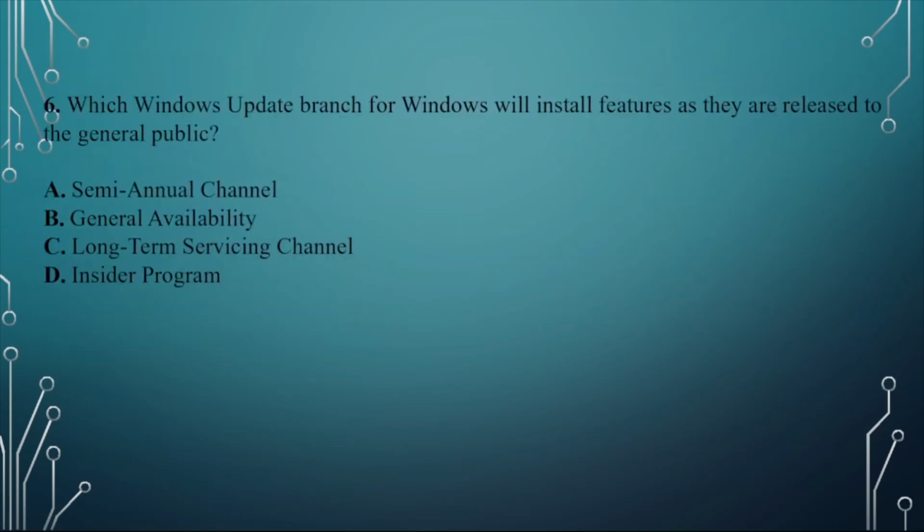Question number 6. Which Windows Update branch for Windows will install features as they are released to the general public? A. Semi-annual channel, B. General availability, C. Long-term servicing channel, D. Insider program.